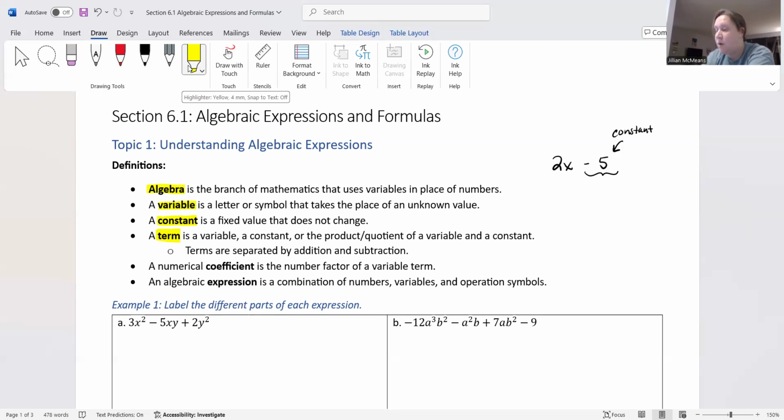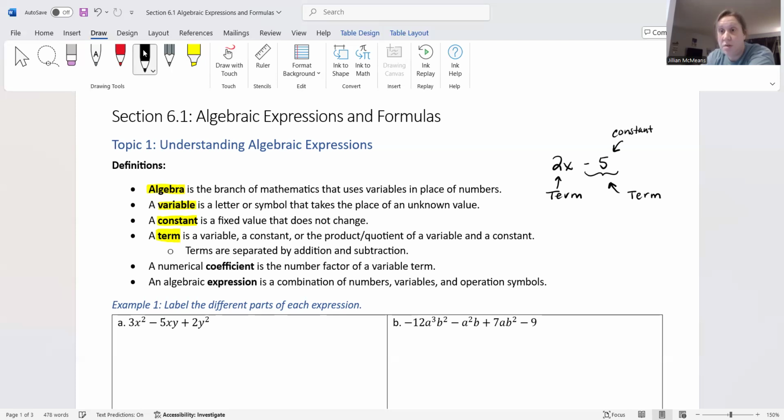Okay, now what is really important to understand is terms, these kind of like building blocks of algebra, they're always going to be separated by addition and subtraction. Okay, so if we go back to this 2x minus 5, we have two terms. This right here, let me go back to the marker. This is a term. So 2x is a term. And then 5 is a term.